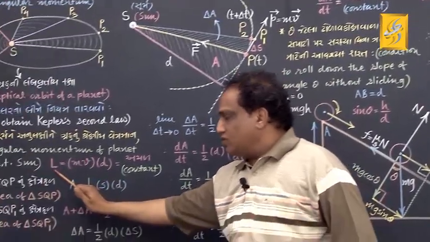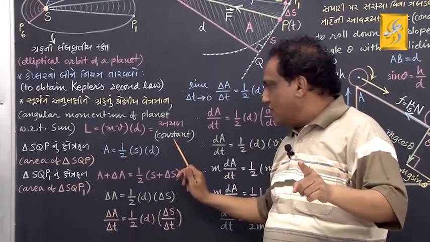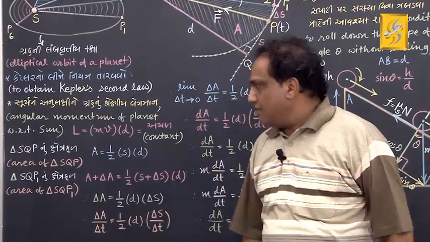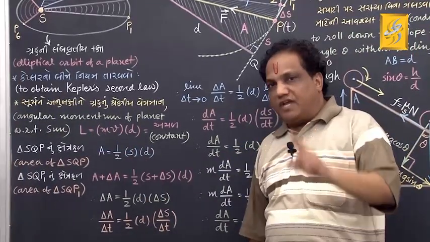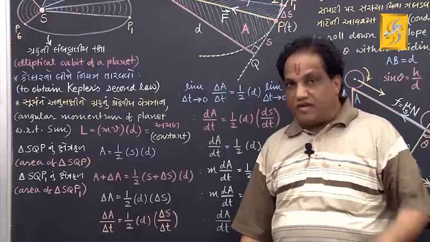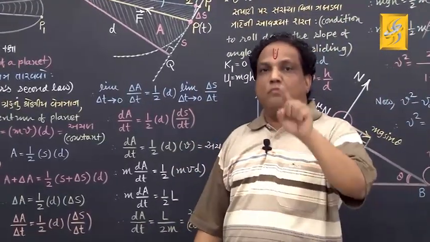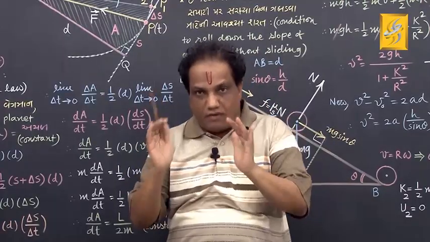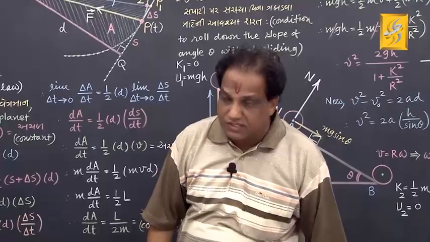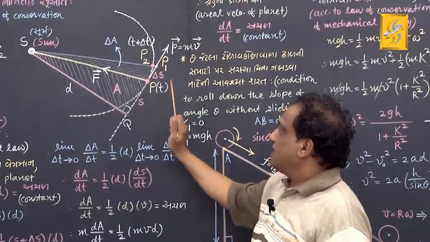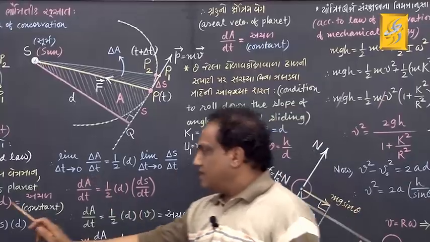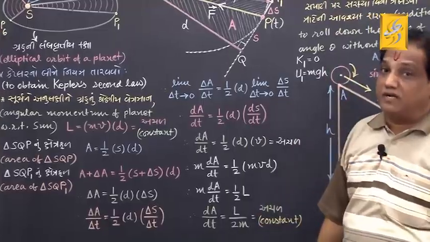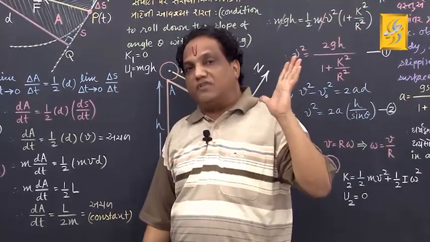Angular momentum, which I am showing by the symbol L, should remain constant according to the law of conservation of angular momentum. What is angular momentum? We had proved in the earlier part of this chapter that angular momentum is the moment of linear momentum. Moment of linear momentum means linear momentum multiplied by perpendicular distance. What is the linear momentum of the planet at time t? It is m into v, multiplied by the perpendicular distance of the line passing through vector p from the given reference point.